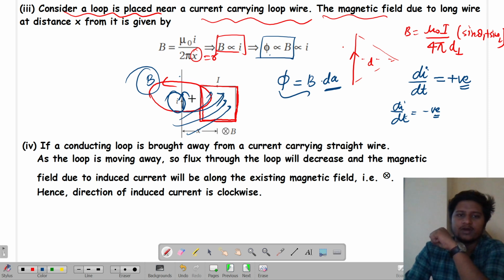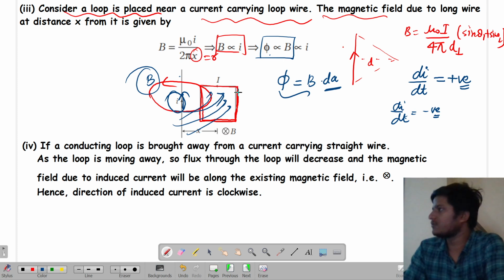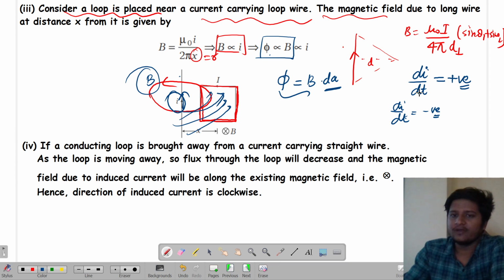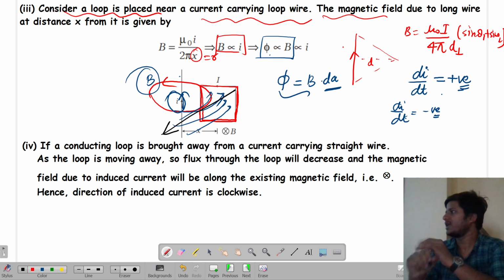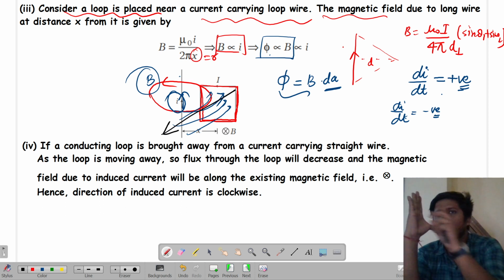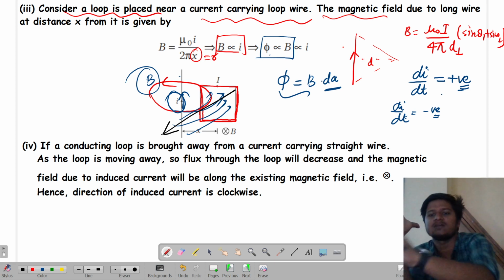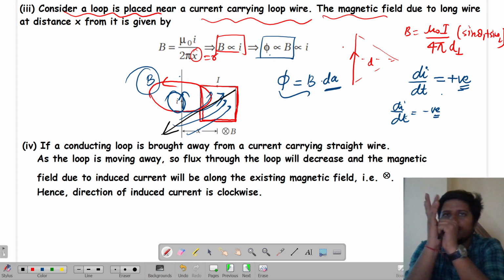First of all, look over here. If this current is going up, the magnetic field is going inside in the loop, in this square loop, right or not? So if di by dt is positive, where should it generate the magnetic field? It should generate the magnetic field outside. If the magnetic field is outside, it will oppose the magnetic field inside and the flux will not increase in it. Got it or not?